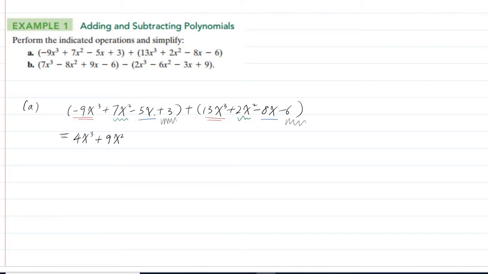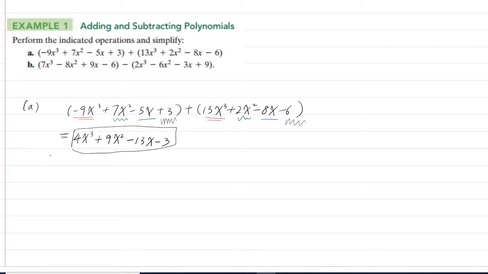So now we're going to have 7x squared, and then plus 2x squared, so that gives us 9x squared. Then we have negative 5x, negative 8x, it just gives you negative 13x. And then we put all the numbers together, that will be 3 plus negative 6, just minus 3. So that is your final answer.